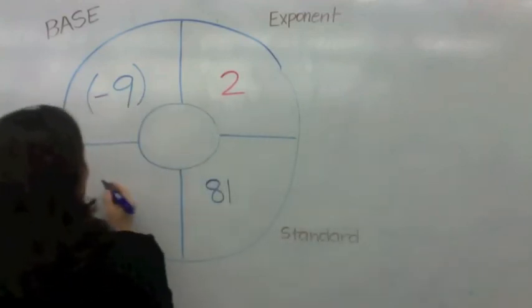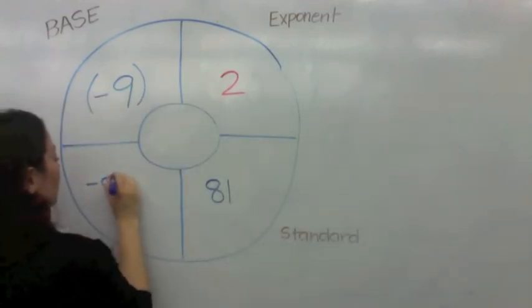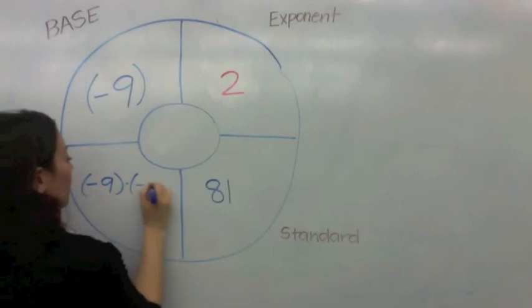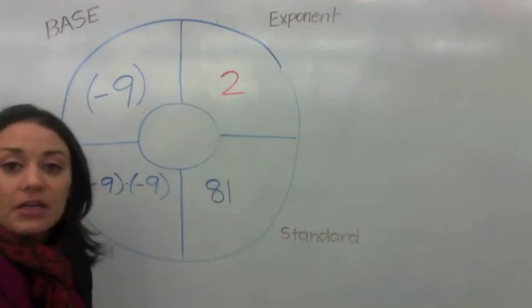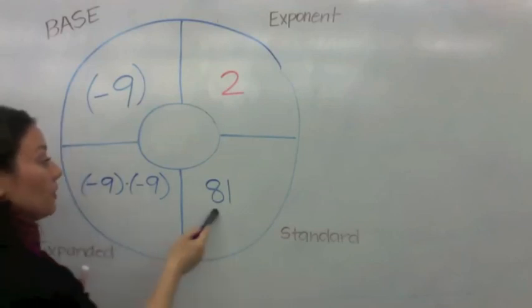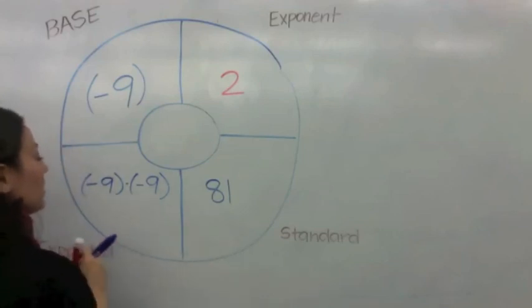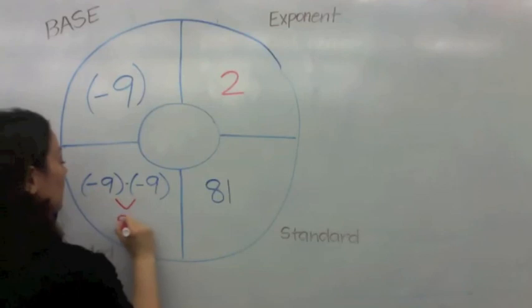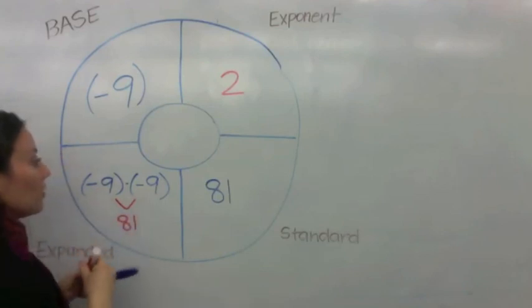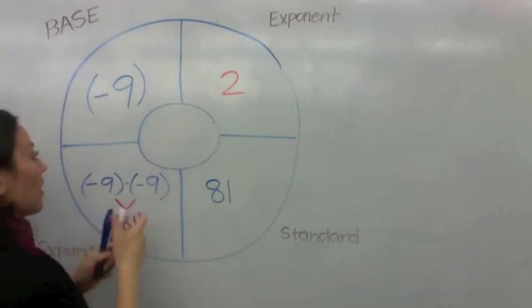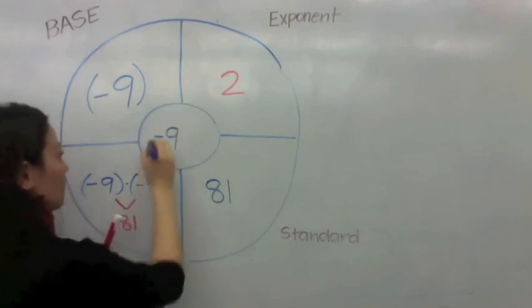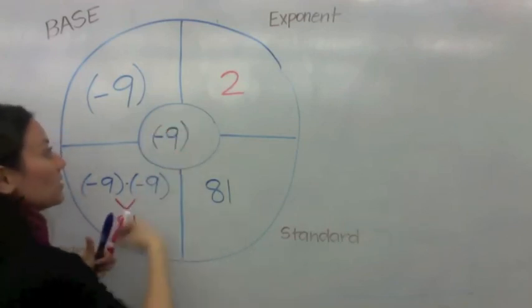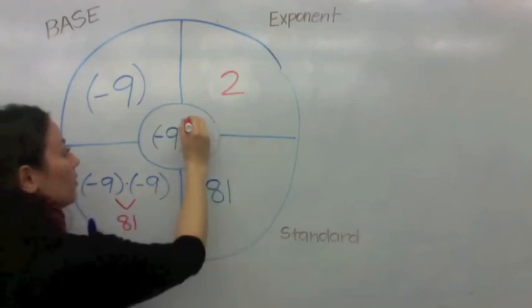So if I say, what is negative 9 times negative 9? First of all, is 2 an even number? Yes. So the answer should be positive, right? What is negative 9 times negative 9? It is positive 81. Very good. So in the center, we have defined negative 9 in parentheses to the power of what? To the power of 2. Very good. Go ahead and get that down.